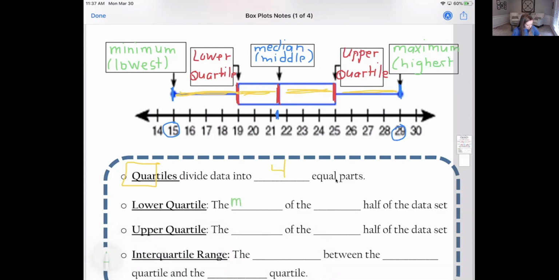The lower quartile is the median of the lower half of data. The median of the lower half of data. So the median splits all the data in half. The lower quartile is splitting this half in half, and then the upper quartile is going to do the same thing on this side. We're splitting the top half of the numbers in half. So that's the median of the upper half.